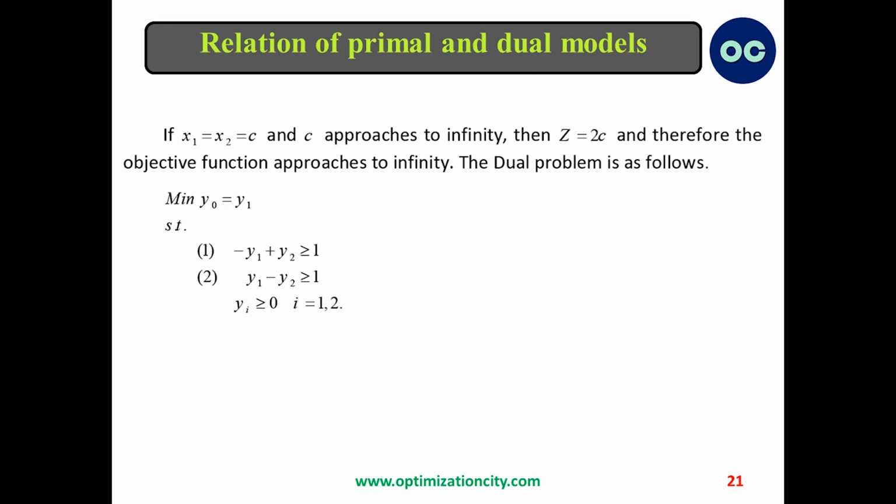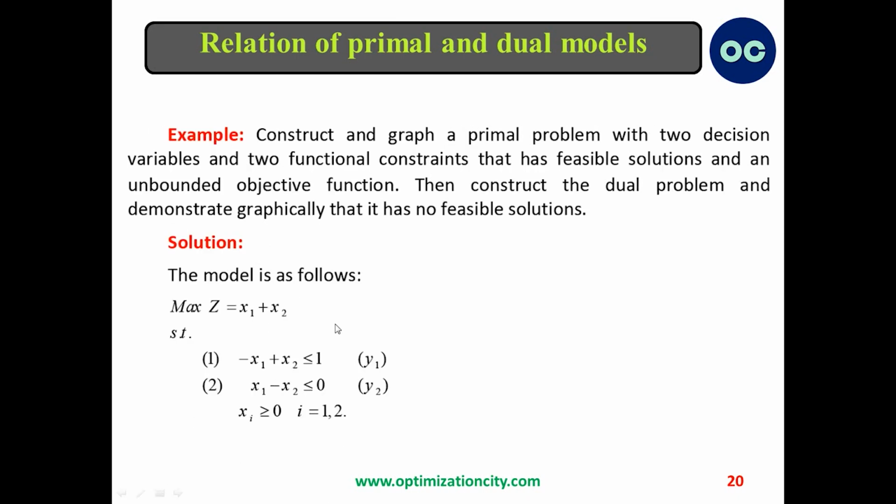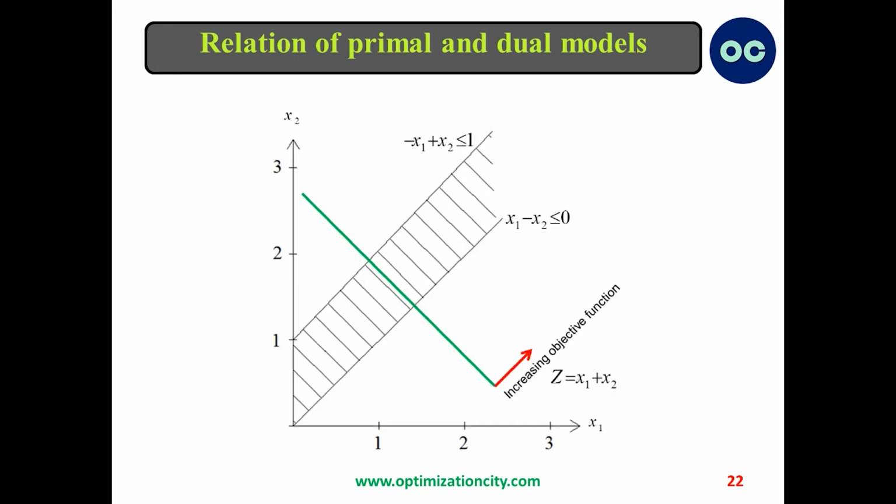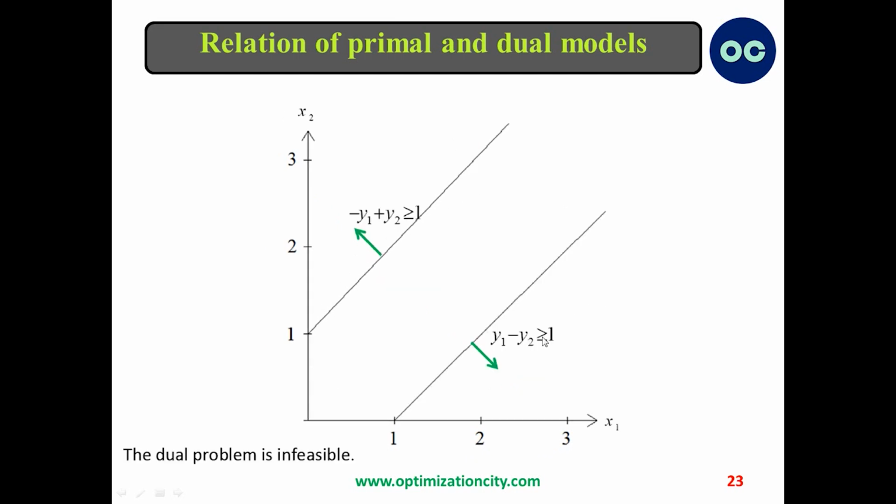Now let's look at the dual problem. This is the dual problem of this primal model. First, we solve graphically the primal model. You can see that the primal model is unbounded because the objective function can increase infinitely in this direction. Also, we solve the dual model graphically, and we can see that there is no feasible solution, so we have an infeasible model.